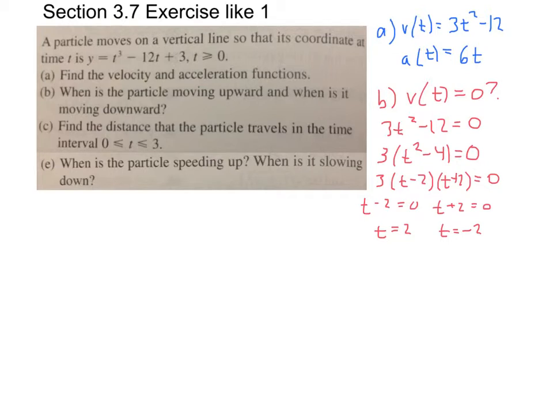Now this second one is a different case because my function is only defined on t greater than or equal to 0. I toss this one out. And so the only one I'm going to be concerned with is when t is equal to 2. So what we want to look at now is what happens to velocity on the intervals from 0 to 2 and 2 to infinity.